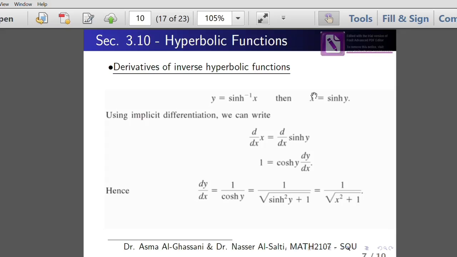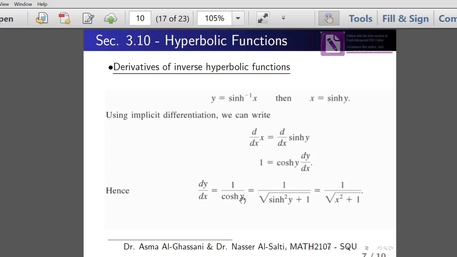So we add d over dx on both sides. Derivative of x will be 1. Derivative of hyperbolic sine will be hyperbolic cosine, and we need to multiply it by dy over dx, since our function is a function of y and we differentiate with respect to x. So if we put dy over dx on one side, we get dy over dx is 1 over hyperbolic cosine of y.